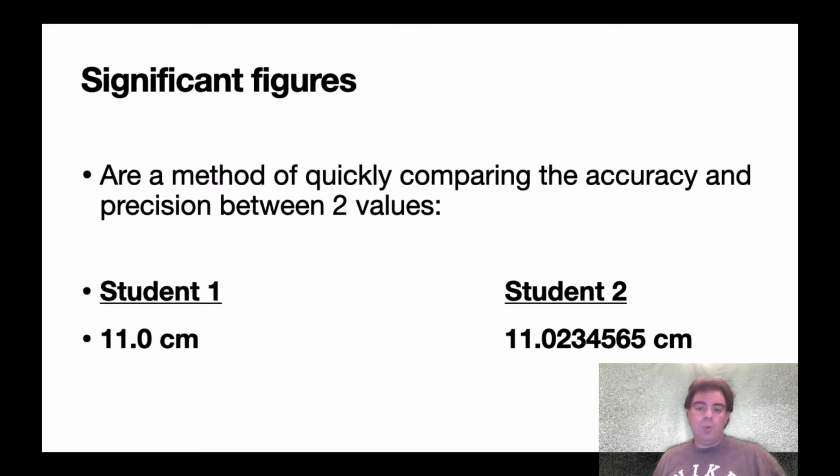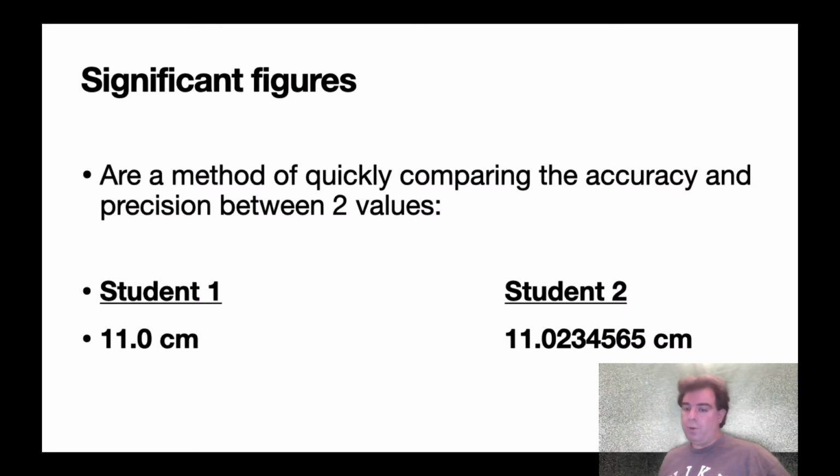So imagine we have two students, and we assign them a task of measuring the side of an index card. Student 1 obtained the measurement of the side of the index card with a ruler to be 11.0 centimeters, whereas student 2 took their time and measured it to be 11.0234565 centimeters. Which would you say is more accurate or precise? Student 1 or student 2?